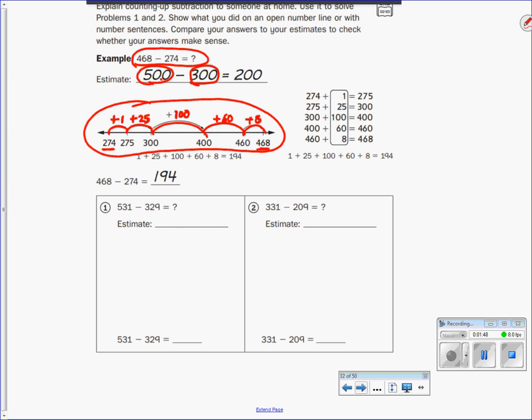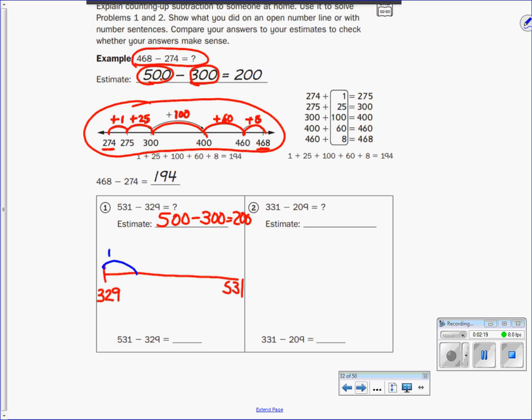Okay, so let's start out with 531 minus 329. If we take 500 minus 300, it gives me 200. Then if we put this on a number line, we start out with 329, and I want to get to 531, because we're counting up.